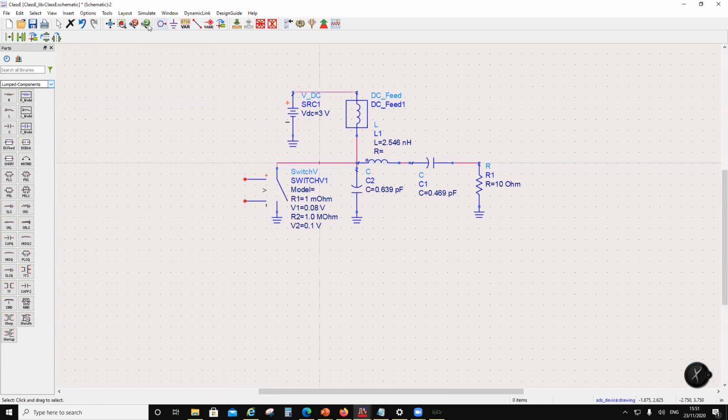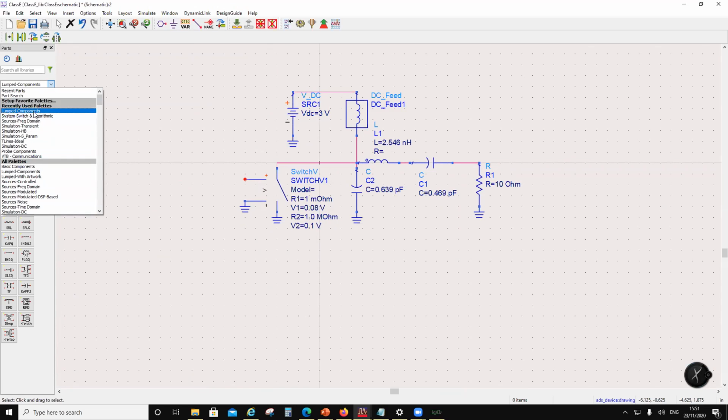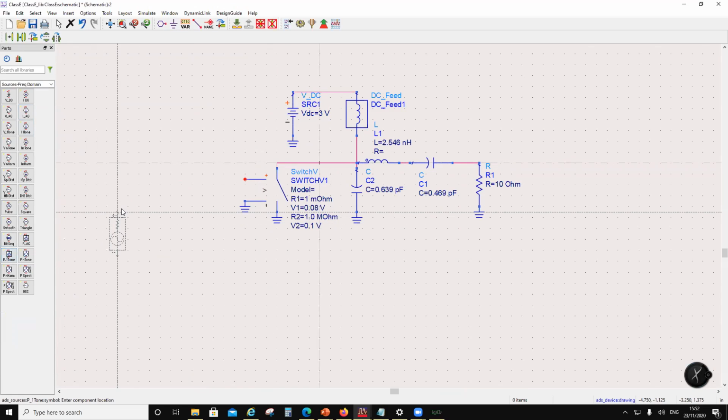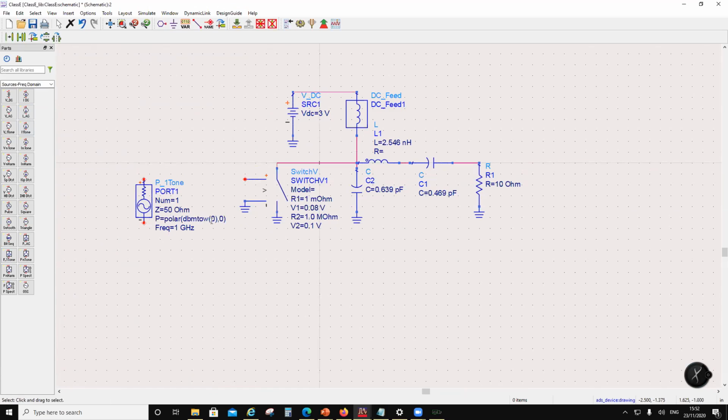Now, here I'm going to give a sine wave. Let's say this is going to be any frequency domain source. Frequency domain, let's put a P1 tone. Doesn't matter. Let's put here, let's say 8 dBm or 10 dBm. Doesn't matter. And this design is at 5 gigahertz, correct? Okay, so 5 gigahertz input.